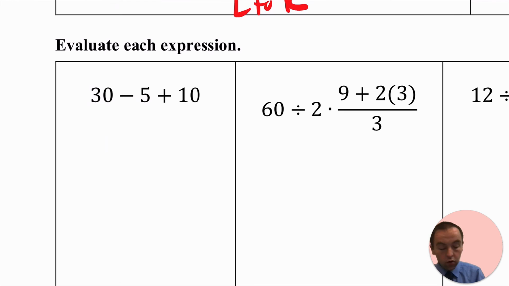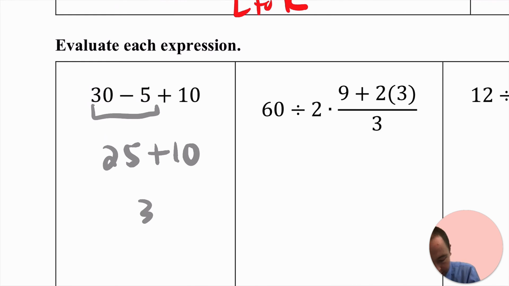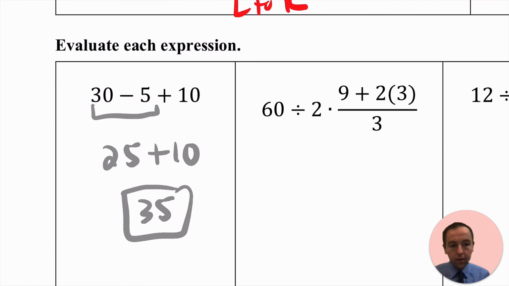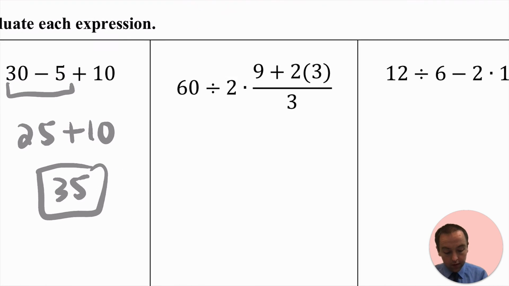Do not do 5 plus 10 first, because that would go from right to left and break the rule. So you have to make sure you do this part first. Do 30 minus 5. Okay, and then you can do 25 plus 10. So that would be the correct answer and the only correct answer, okay?